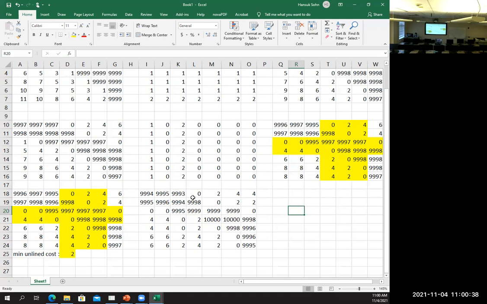So this time I'm going to draw this 1 line, 2 lines, 3, 4, 5. Okay. So again, 5 lines can cover every zero in this reduced cost matrix. And again, I need to find the minimum line cost.